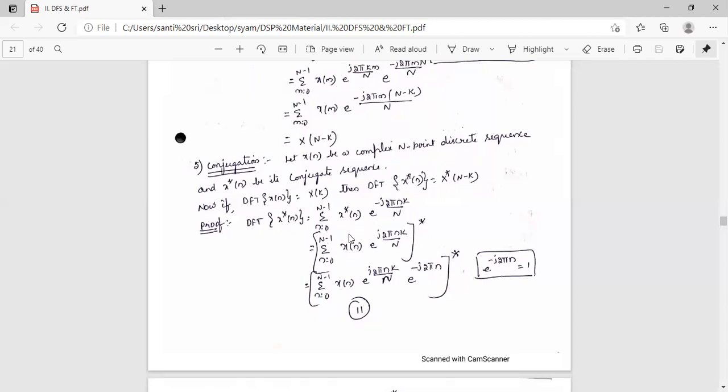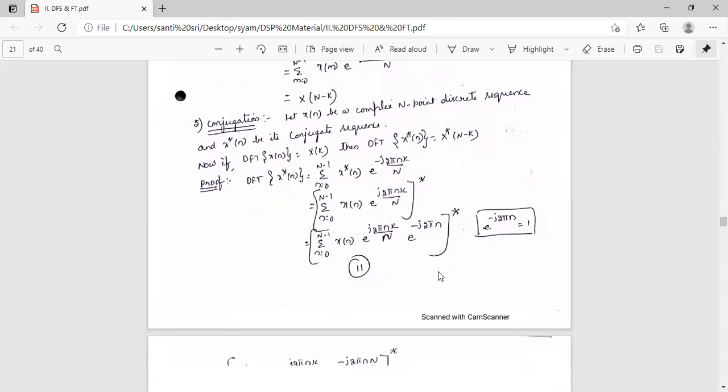So it can be written as sigma n equal to 0 to N minus 1 x of n into e power j 2 pi nk by N, whole power star, the conjugate. Or we can write this as sigma n equal to 0 to N minus 1 x of n into e power j 2 pi nk by N into e power minus j 2 pi into 1. That 1 can be written as e power minus j 2 pi n.